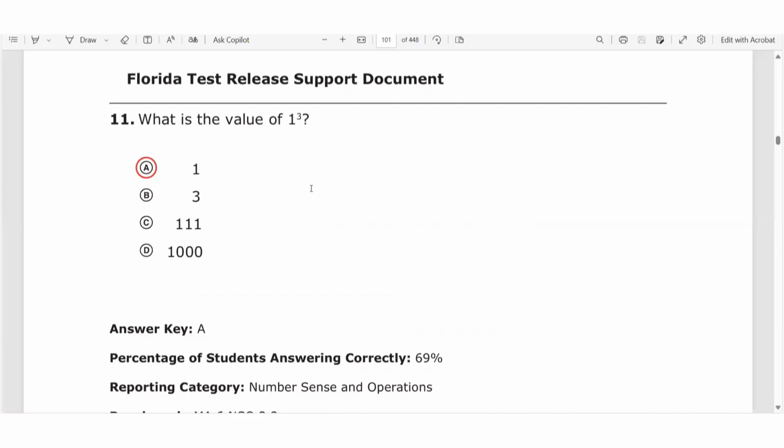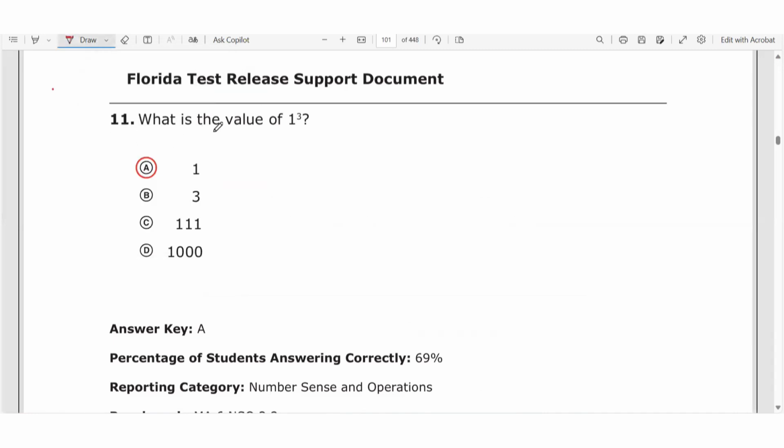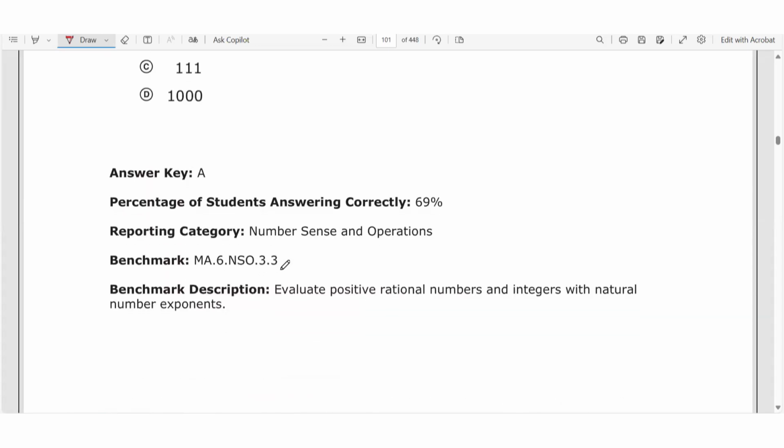All right, welcome back. What we're looking at today is a grade six release paper for their 2024 FAST mathematics exam. What is the value of 1 raised to the third? So what this really means is 1 times 1 times 1. And this is just going to give us back 1. Hence, you see that's the answer for that question right there.